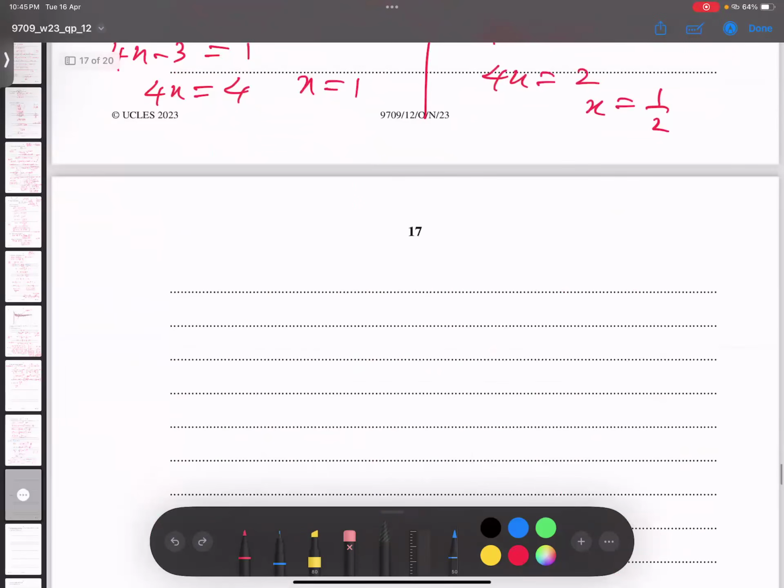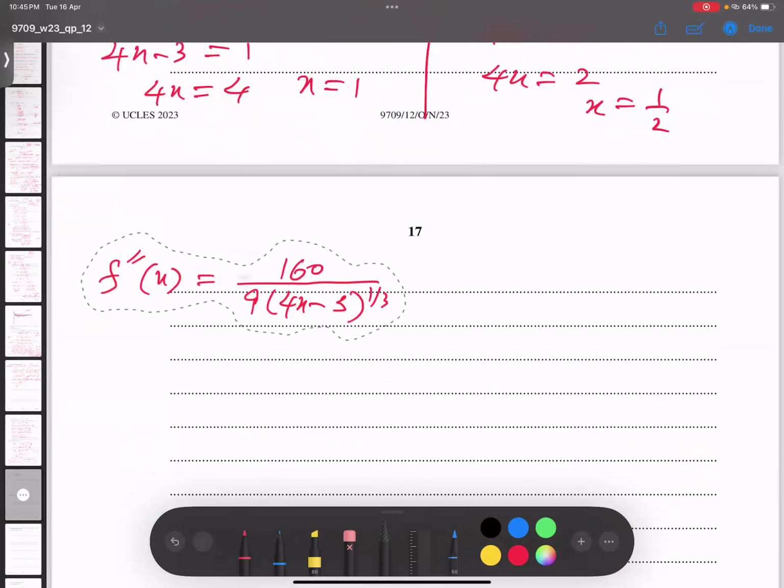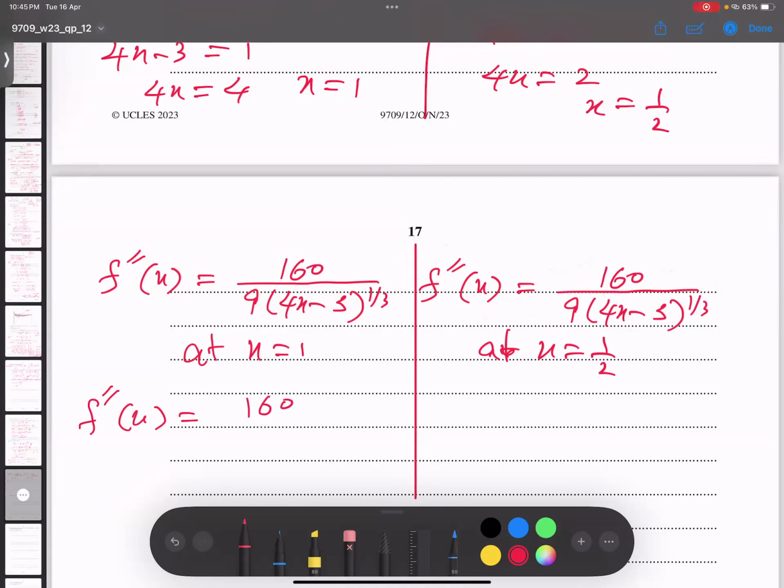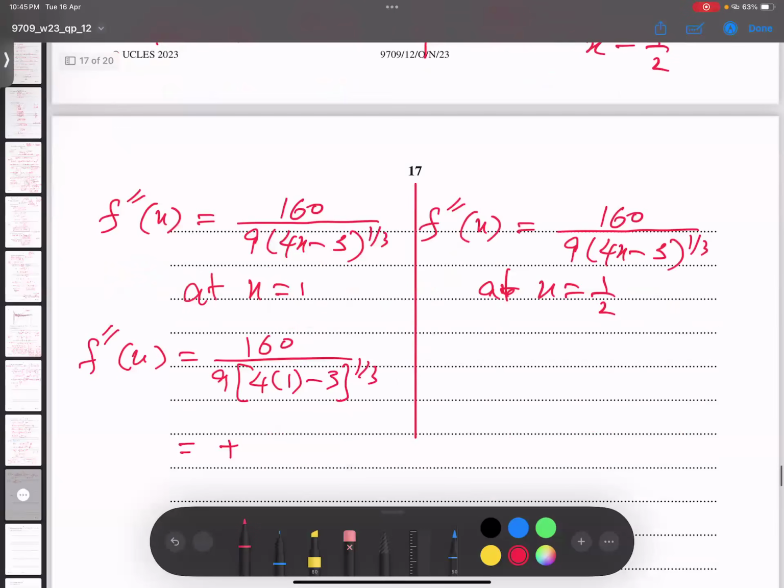Copy and paste here, but I paste two times. The reason is very clear, because I need to find the nature at two points. So now I'm writing here x equal to 1 and x equal to half. When I plug in, there's actually no need to do a long working. Common sense: if we apply 4 times 1 minus 3, inside is positive, so it gives us a positive answer. No need to waste our time. It's called a point of minima.